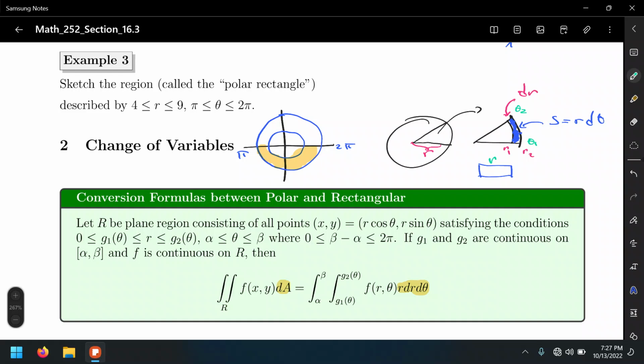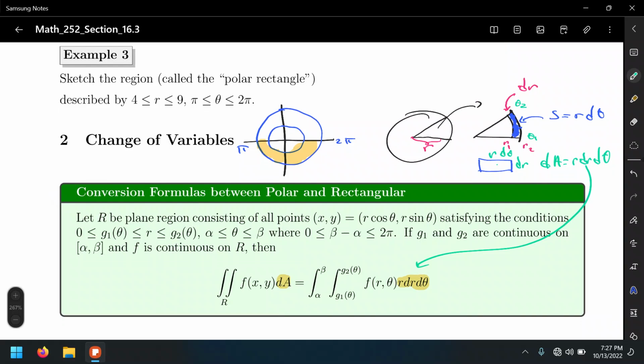This r dr d theta, so this dA will become r dr d theta, which is the one that we have in the conversion, all right? So that's where that extra r is coming from. And so, in this case, what do we have?